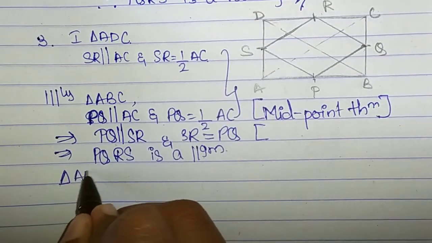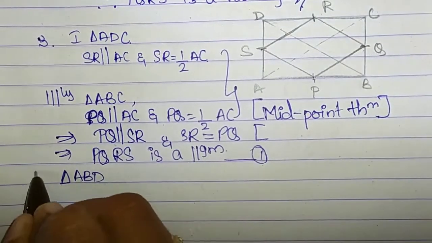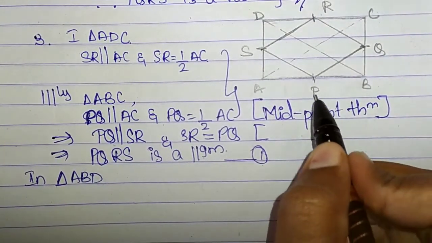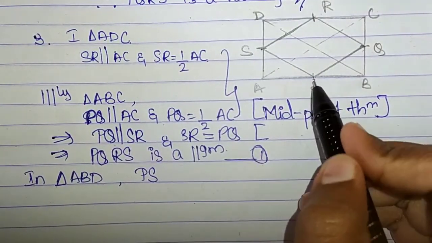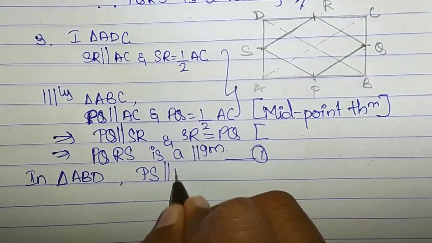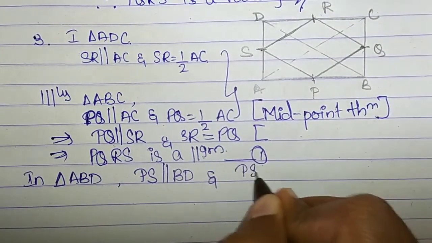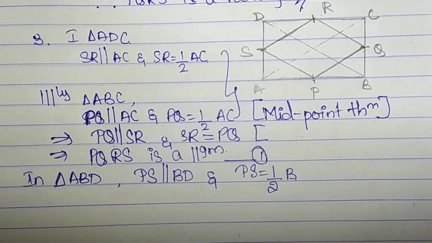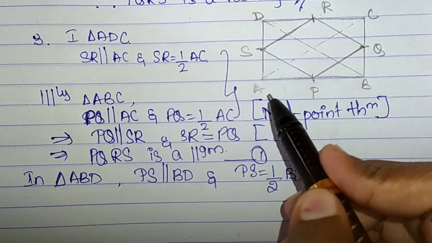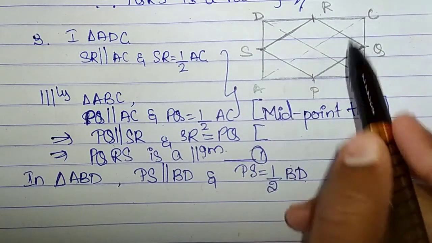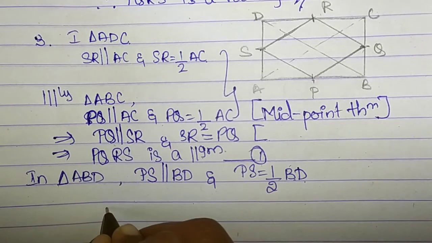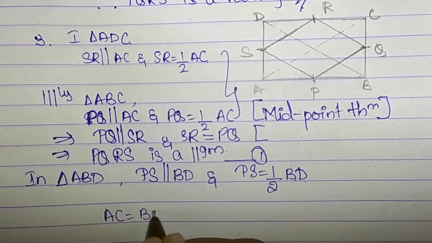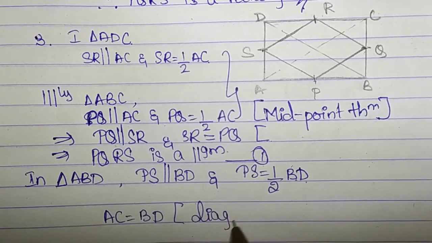Now consider triangle ABD. In triangle ABD, PS is parallel to BD and PS is equal to half of BD. But there is a catch here. We know that ABCD is a rectangle and in our first exercise we proved that the diagonals of a rectangle are always equal to each other. So this means AC is equal to BD because they are diagonals of a rectangle.